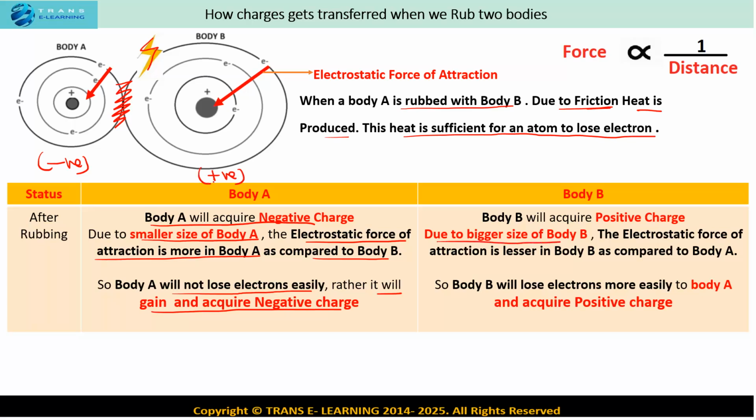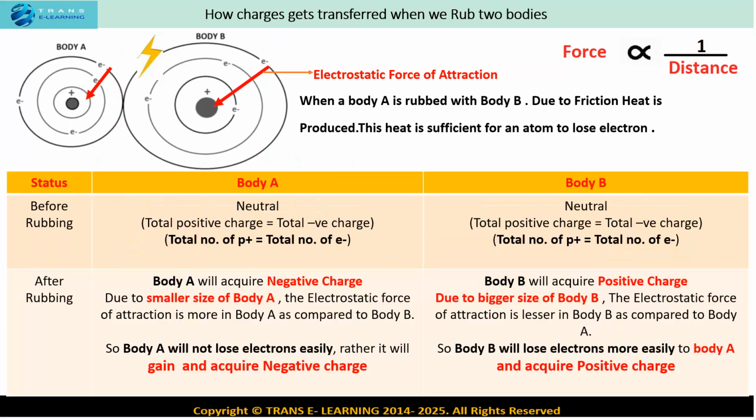Due to the bigger size of body B, the electrostatic force of attraction is lesser in body B as compared to body A. So body B will lose electrons more easily to body A and acquire the positive charge. In that case, body B will lose electrons because here the electrons are comparatively loosely bound, and body A will gain electrons because here the electrons are a little more tightly bound because of the more electrostatic force of attraction as compared to body B. Thus body B becomes positively charged and body A becomes negatively charged after rubbing.